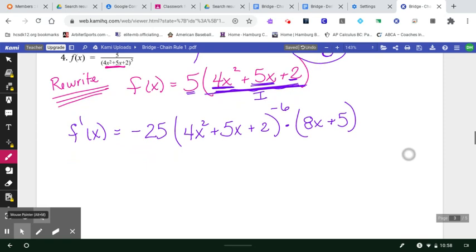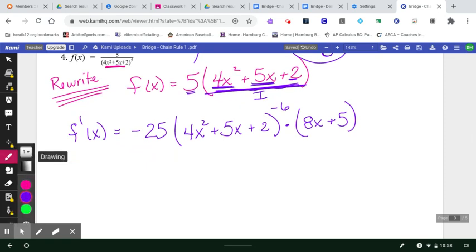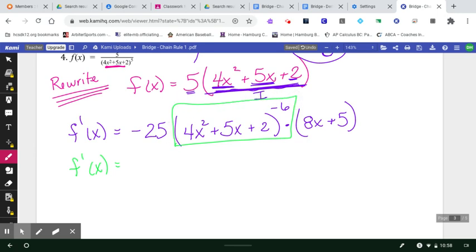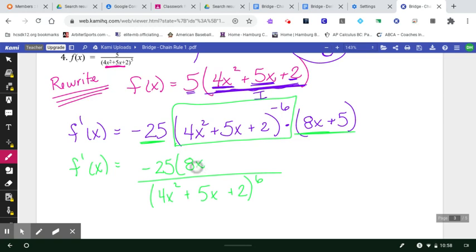And then we just got to work on the cleanup. The calculus is just the chain rule part. The rest is just your algebra. So let's call this f prime of x equals. Okay, so this has a negative exponent. It's telling me I need a fraction, and that's going downstairs. So 4x squared plus 5x plus 2 to the 6th. And then these guys are just going to stay on top, and I'm just going to keep that the way it is. Negative 25 times 8x plus 5. Could you multiply that through if you really wanted to? Yes, but you're probably fine just the way it is.